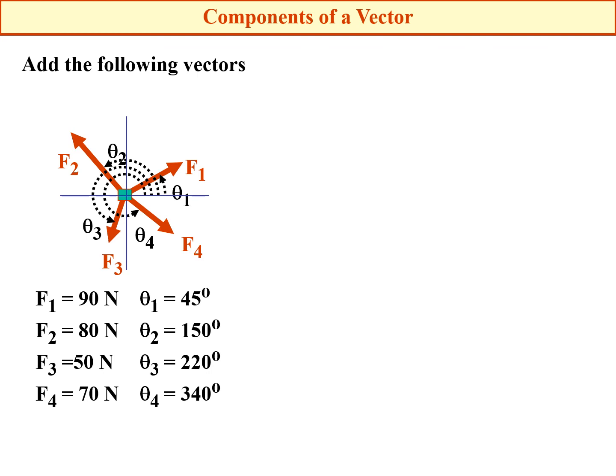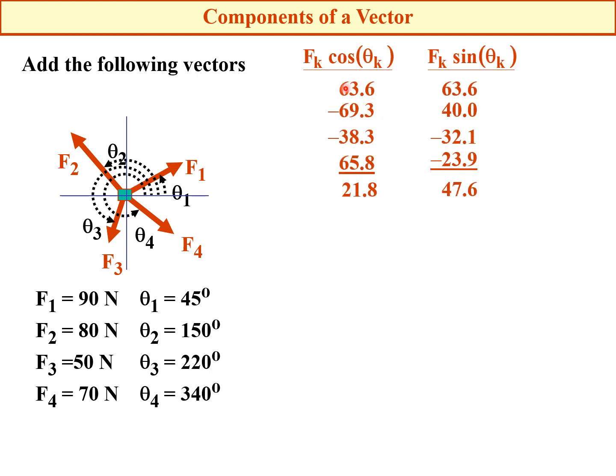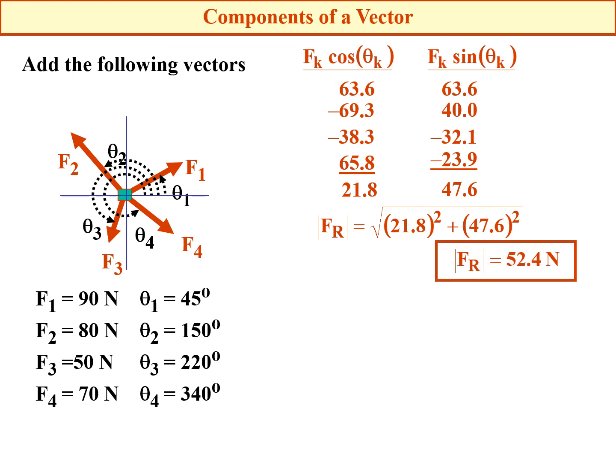If you break it into x and y components, you get, in the x direction, 63.6, negative 69.3, negative 38.3, and then 65.8. That adds up to a total of 21.8 in the x direction. And then in the y direction, 63.6, 40, negative 32.1, negative 23.9. That gives us 47.6 in the y direction. Then we use the Pythagorean theorem to figure out the hypotenuse. That's going to be 52.4.